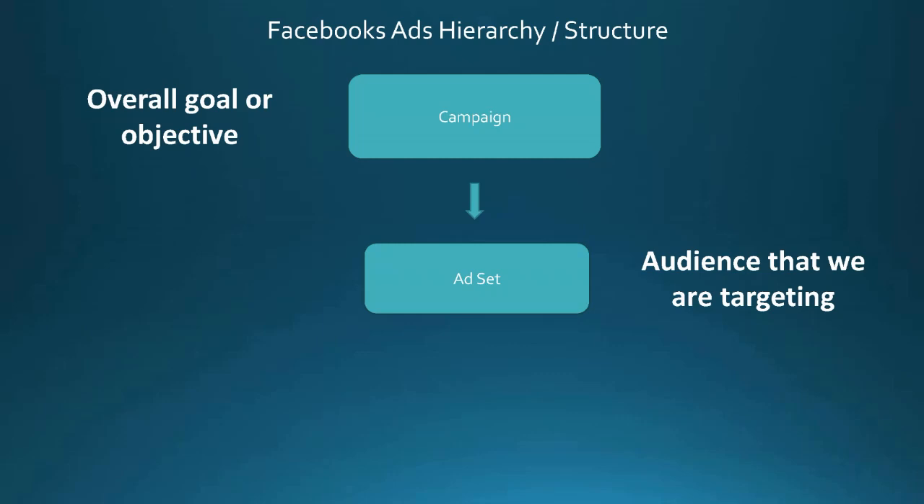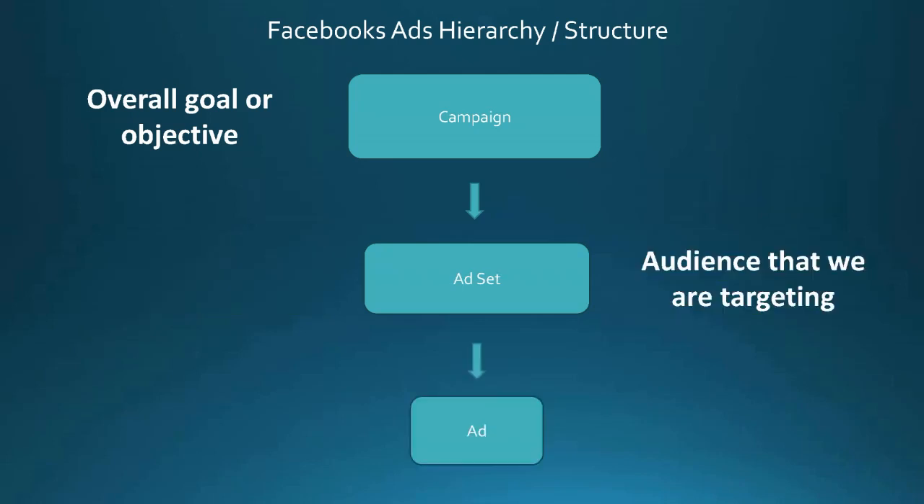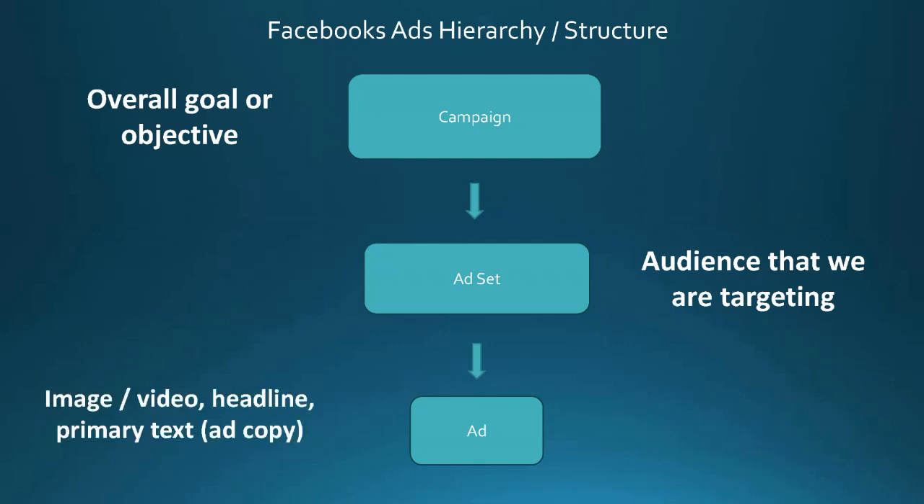And within a single campaign, it is possible to have a single ad set or you could have multiple ad sets. For simplicity purposes, and since this is a video for the basics of Facebook campaigns, we are just going to set it up with one ad set and one ad. Now, the ad is going to be the image, video, the headline, and the primary text that the person is seeing. This is also called the ad copy.